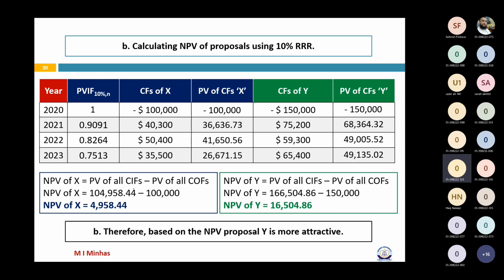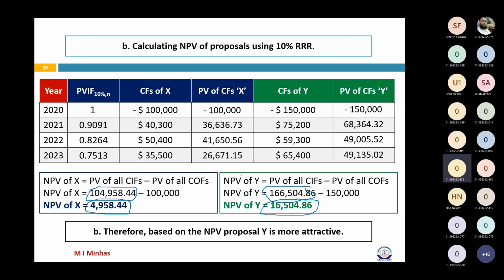Yeah. So that means for my next calculation, I will require present value of cash inflows for proposal X and NPV of proposal X at 10%, correct? And for project two, I will require present value of cash inflows at 10% and the NPV at 10%. Any doubts about that?